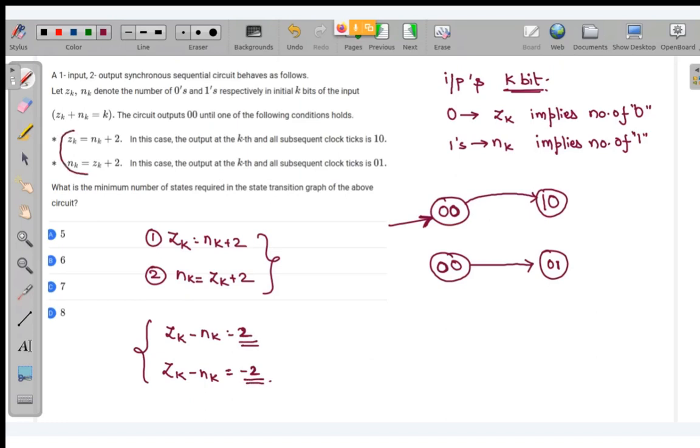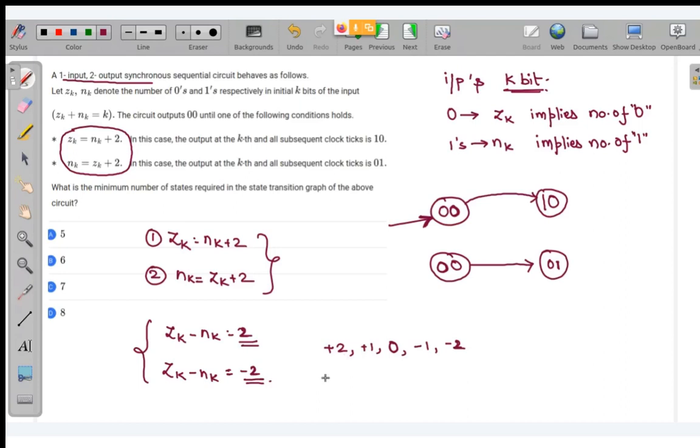Now this is actually specifying the condition on the inputs only. So the difference between the number of zeros and ones in the input bits can be plus 2, plus 1, 0, minus 1, or minus 2. Look at how it can be.